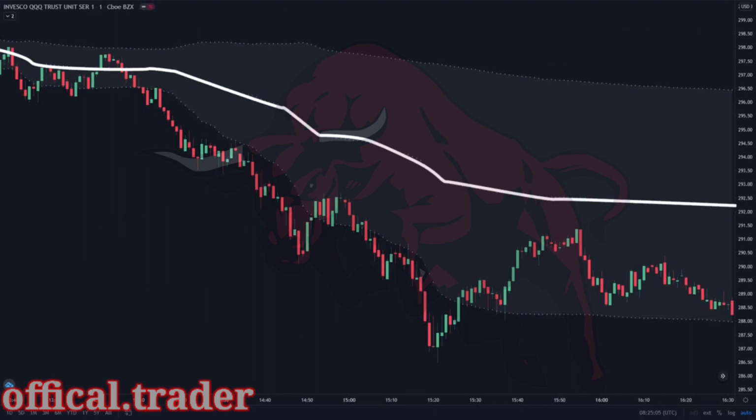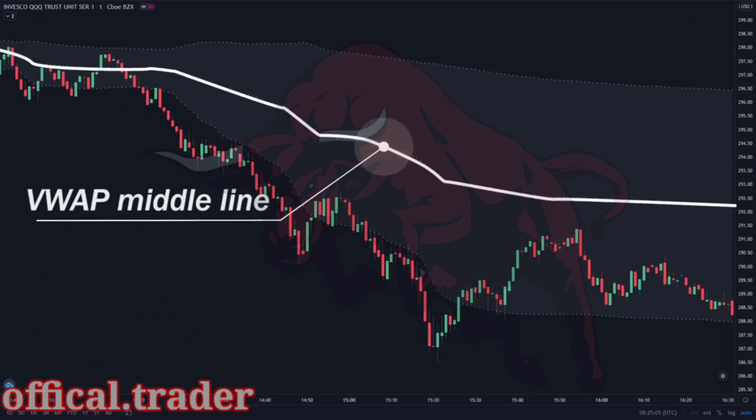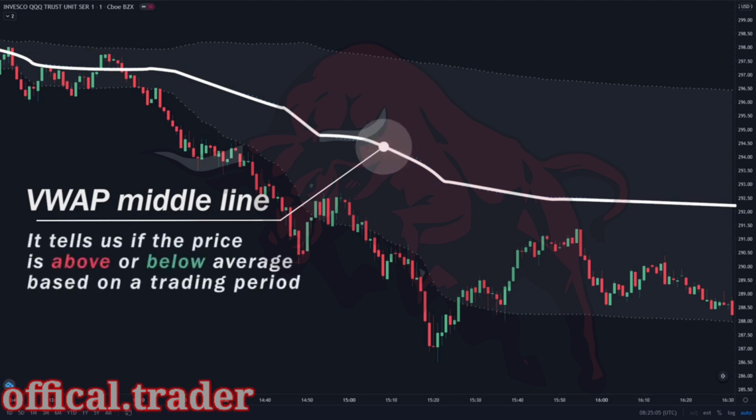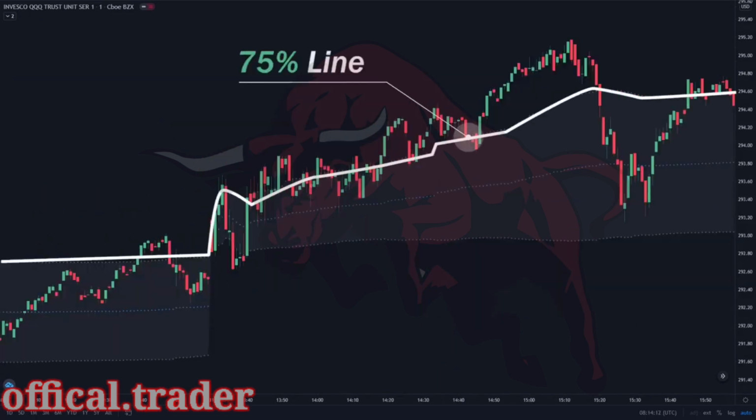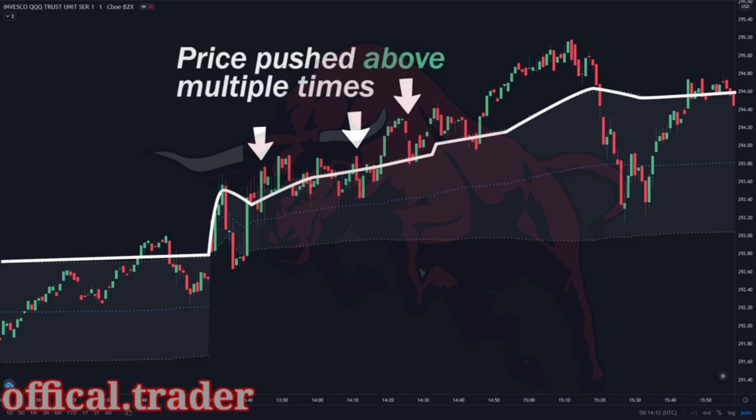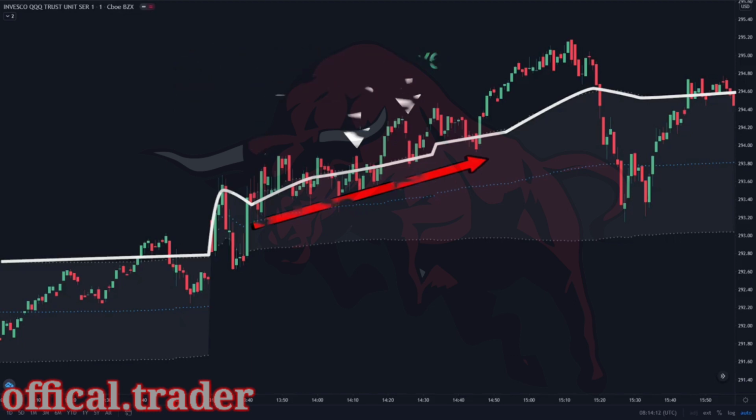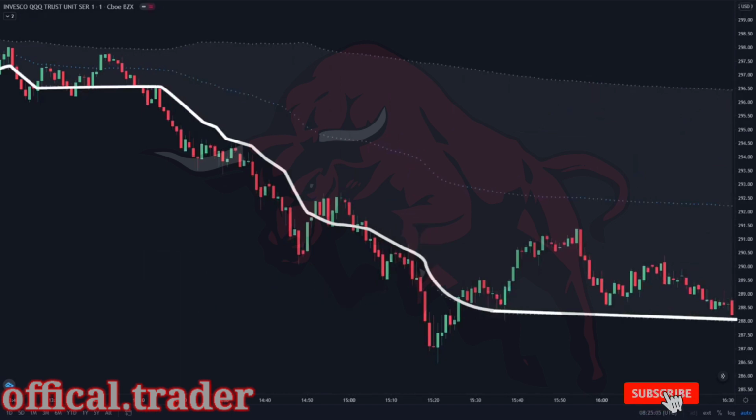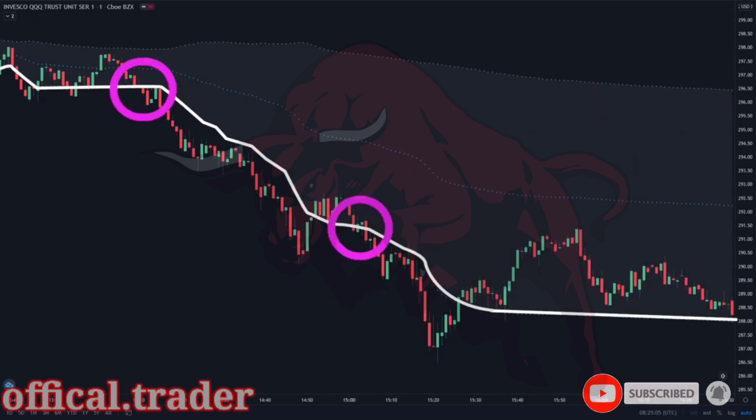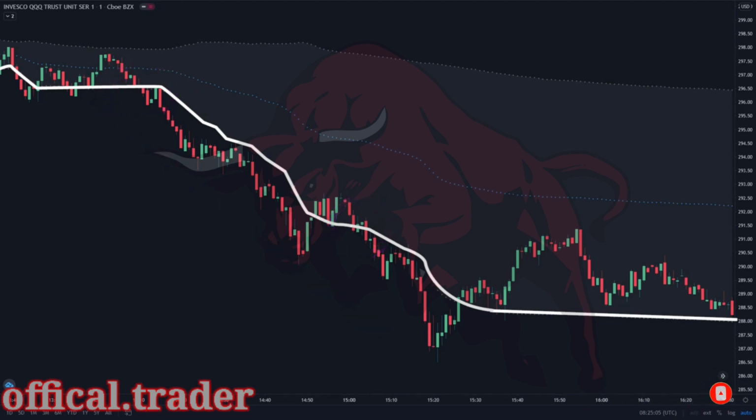So the middle line in this indicator is actually just a normal VWAP line. This is the most important part of the indicator because it serves as a determiner on whether a price is above or below average. This top line is called the 75% line. If a price is constantly pushing above this line while also making the indicator turn upwards, it means that the price is on an uptrend. The line below here is called the 25% line. If a price constantly breaks past below this line, it means that the price is on a downtrend. Usually, this also makes the indicator go in a downward shape.